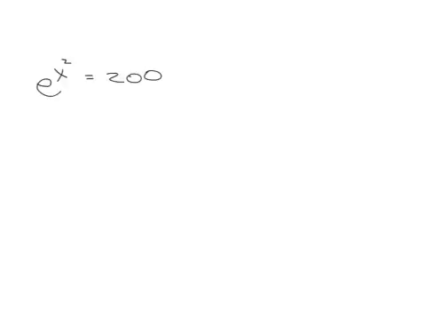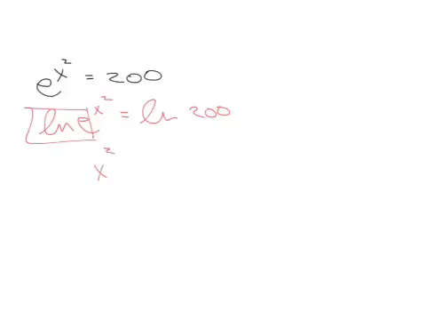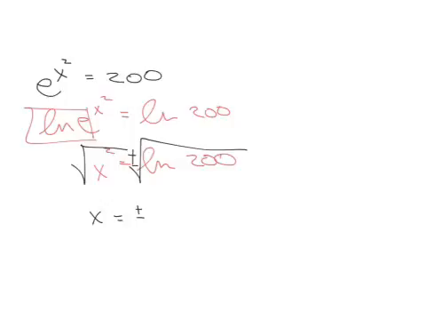Alright, so again, my variable is in the exponent position, so I'm going to take the ln of both sides. ln of e to the x squared equals ln of 200. Don't forget to do it to both sides. Well, ln of e to any exponent equals the exponent. And how do I get rid of an x squared? I take the square root of both sides. And remember, I get a plus or minus. So x equals plus or minus the square root of ln of 200.